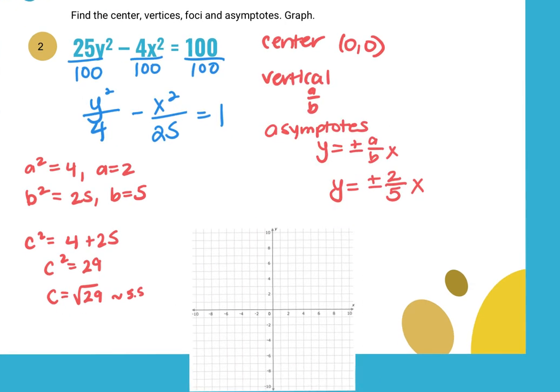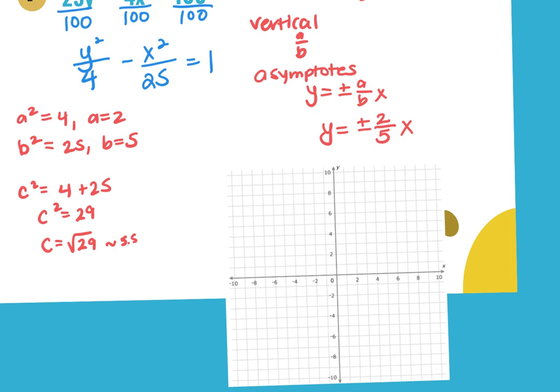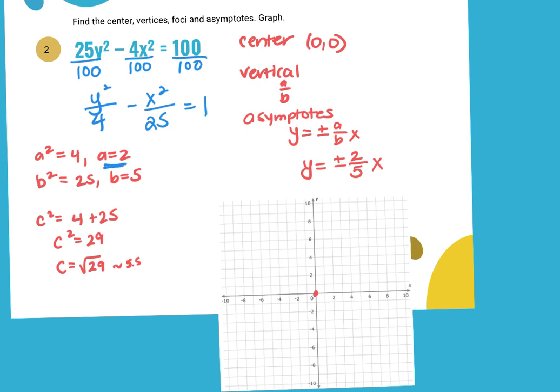Then I go to my graph and I plot all the things I know. Center at 0, 0. It's vertical, so I'm going to go up and down the A, which is 2. And those are my vertices. I'm going to go right and left the B, which was 5. And those are your co-vertices.